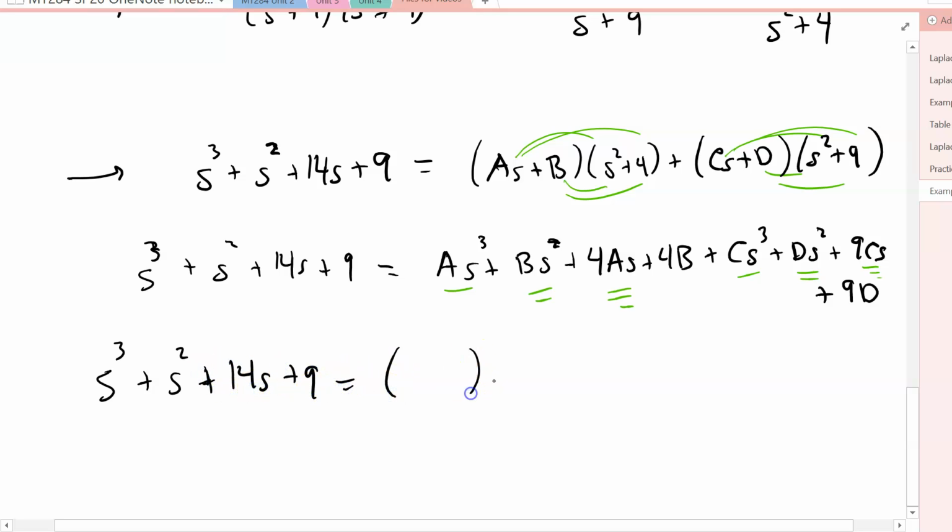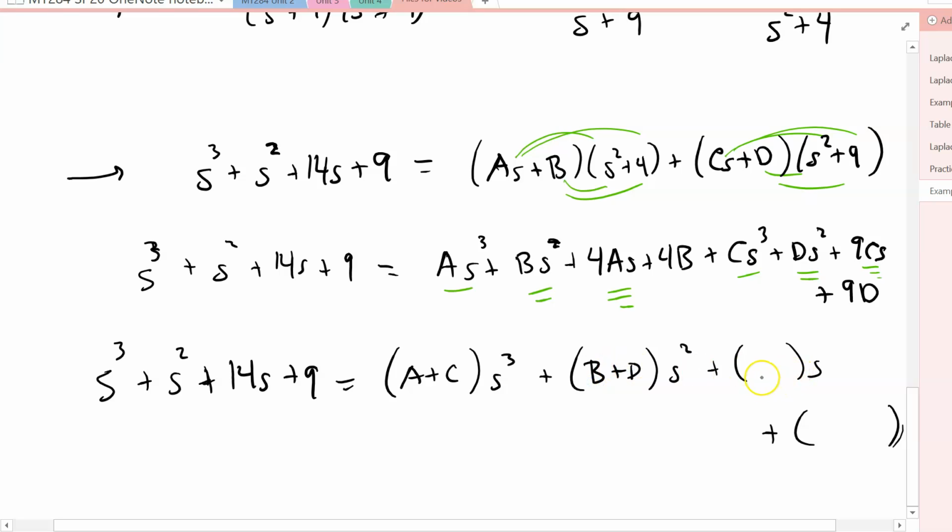We've got something times s cubed, plus some coefficient times s squared, plus a coefficient times s, and then plus a constant term. And what does that turn into? With our cube terms a and c, we get a plus c. Our squared terms are b plus d. Our s terms are 4a plus 9c.